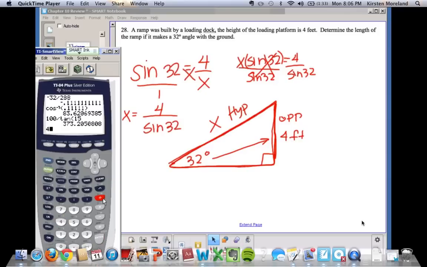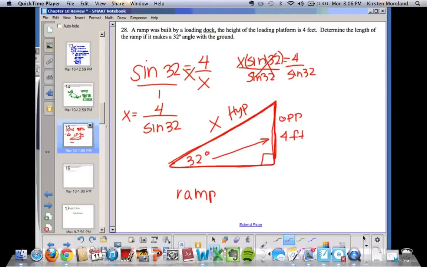And I'm going to type it in my calculator. So the ramp is about 7.5 feet long.